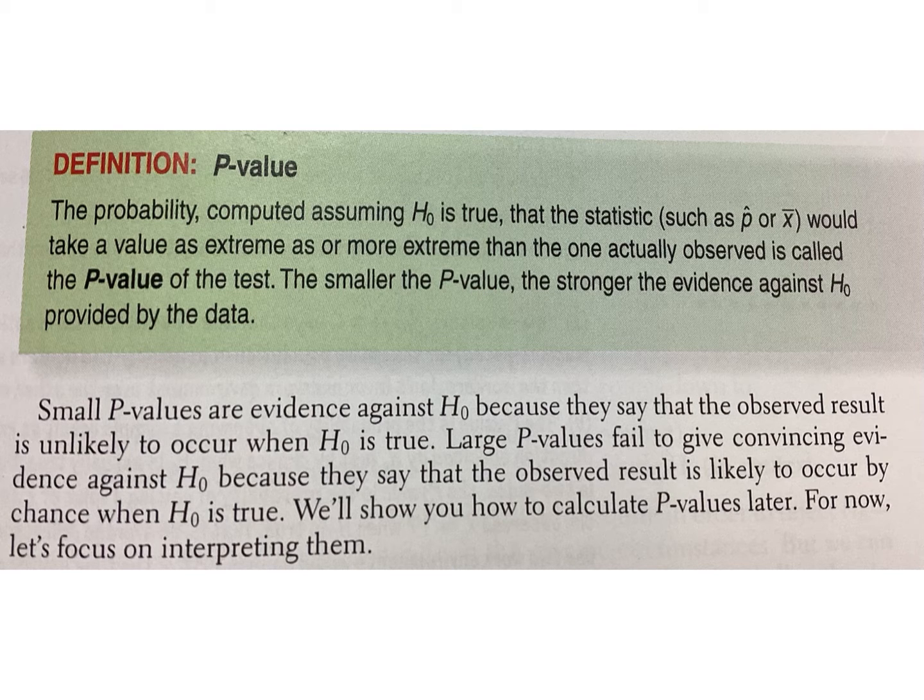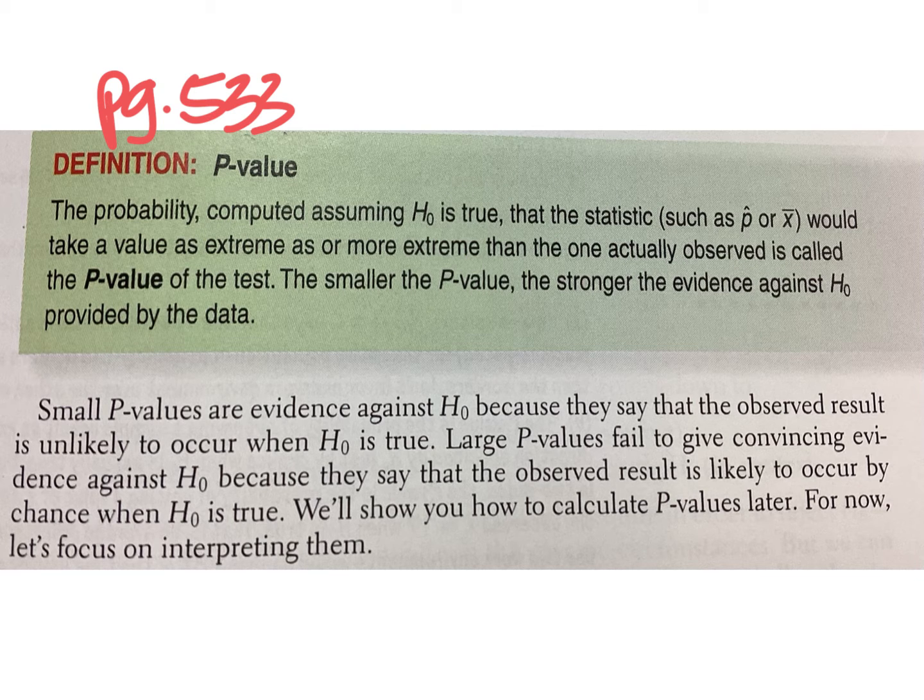So right here, I'm actually on page 533 in your textbook. If you want to reference it, you could. And here's what it says. The p-value is the probability computed, assuming H sub O is true, that the statistic that we chose, again, it could be a proportion or a mean, would take a value as extreme or more extreme than the one actually observed. That is what p-value is.